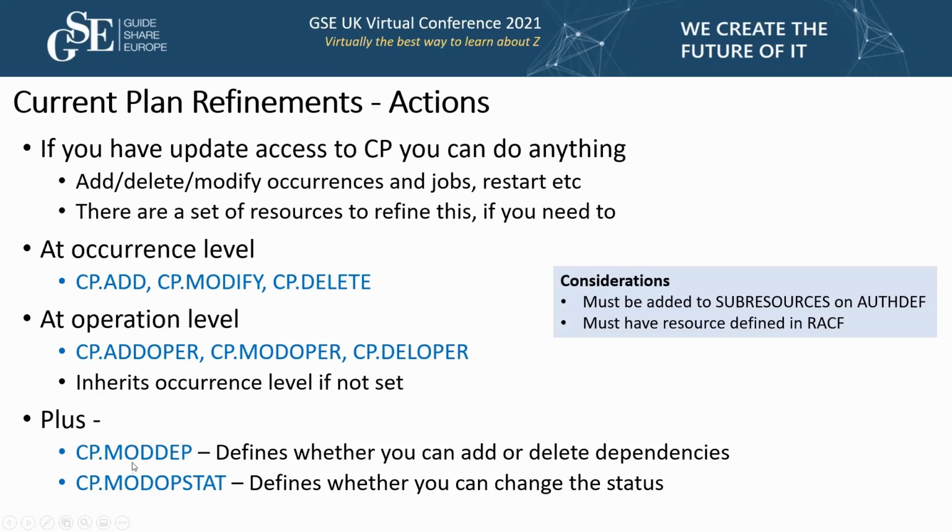And then there's a couple of others. One will say, can I change dependencies? So can I change them, delete them, add new ones? That's just a single action you can protect. And can I change the status? So this will basically say whether this person can restart a job or complete it or things like that. So this is new stuff that came in along with 9.3. Again, these must be added to sub-resources, and they must have the resources defined in RACF, but these are not content specific. So this is whether I can add anything, and the underlying sub-resources decide whether it's things that you've got access to.